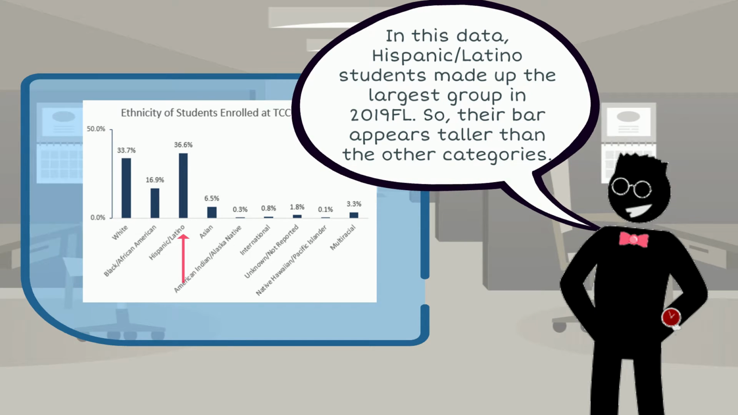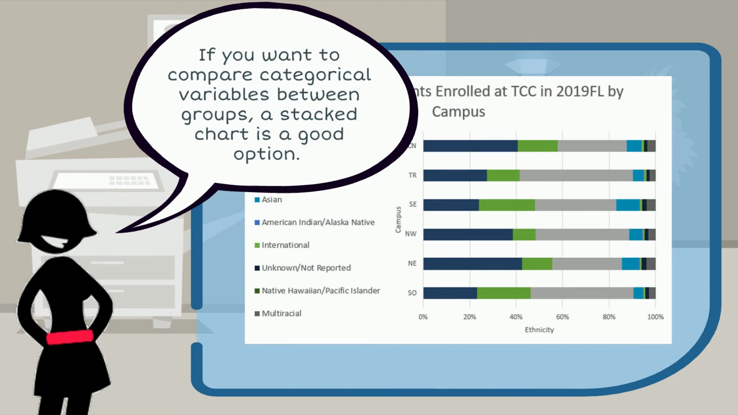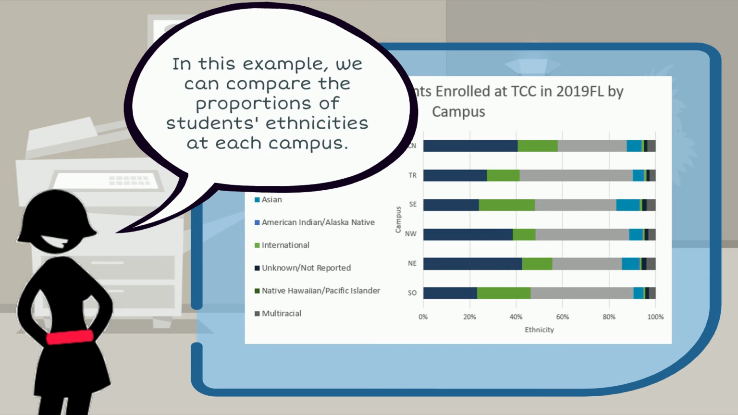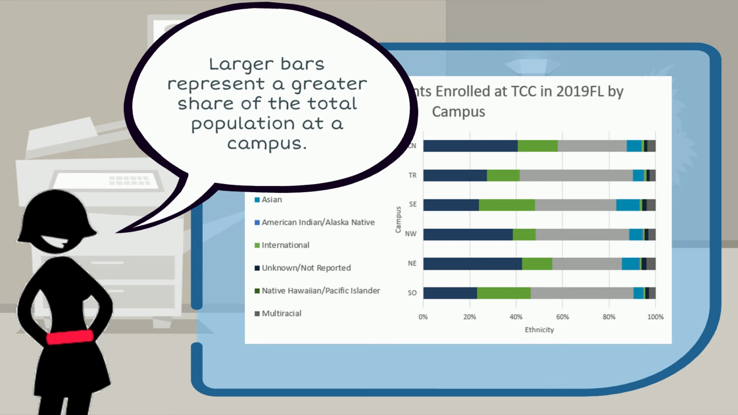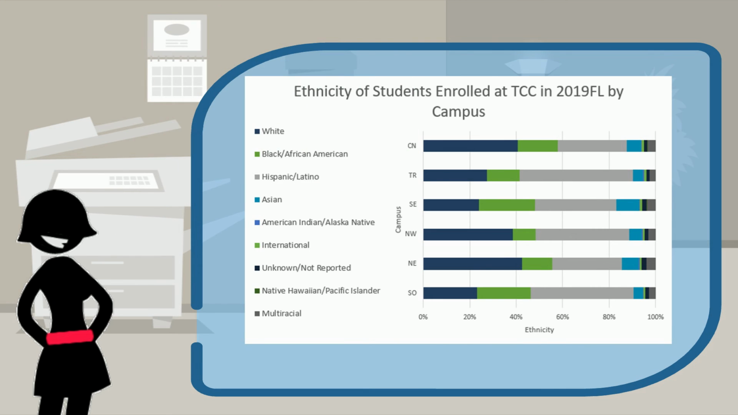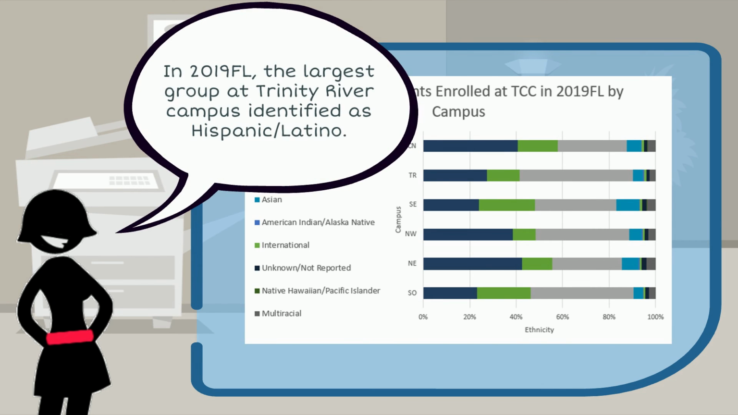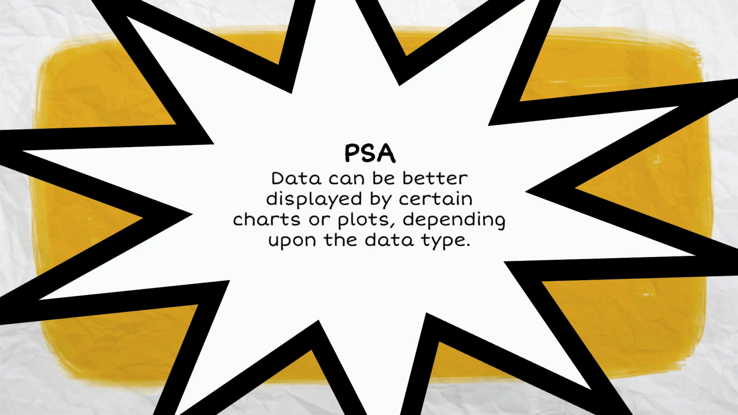the other categories. If you want to compare categorical variables between groups, a stacked chart is a good option. In this example, we can compare the proportions of students' ethnicity at each campus. Larger bars represent a greater share of the total population at a campus. In 2019 fall, the largest group at Trinity River campus identified as Hispanic/Latino. Public service announcement. Data can be better displayed by certain charts or plots, depending upon the data type.